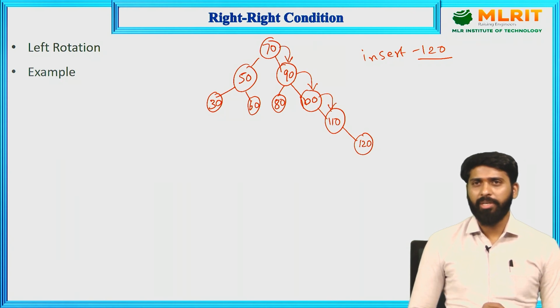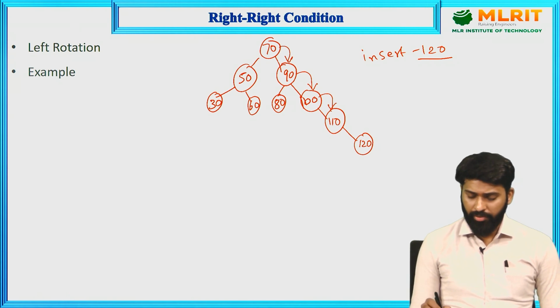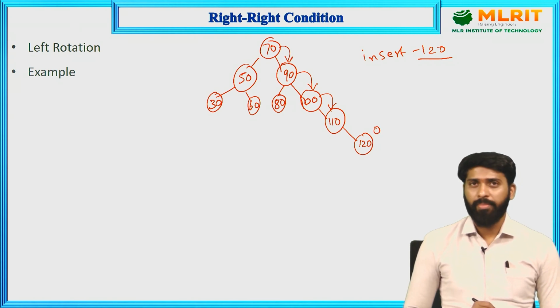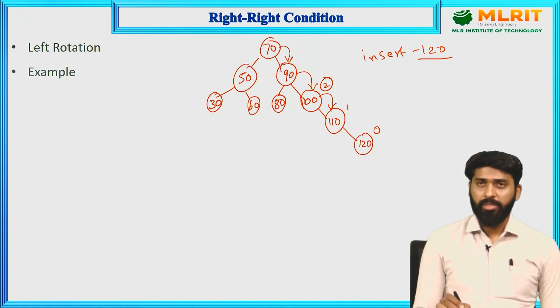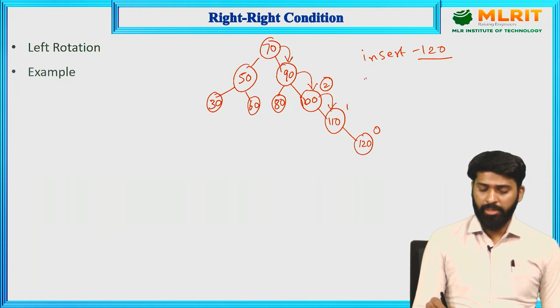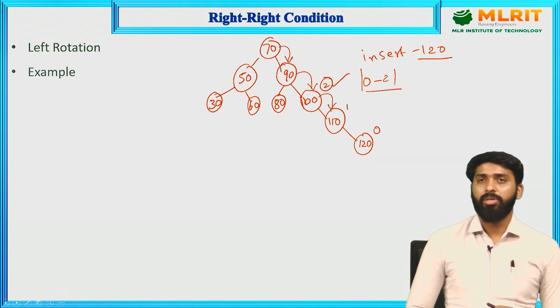Insertion is completed. So the next step is to check the balancing factor. Here 120's balancing factor is 0, 110's balancing factor is 1, so 100's balancing factor is 2 here. How do we get the 2? The left subtree height is 0 minus the right subtree height is 2. So 0 minus 2 is minus 2, here we take the mod value. So it is 2 here.